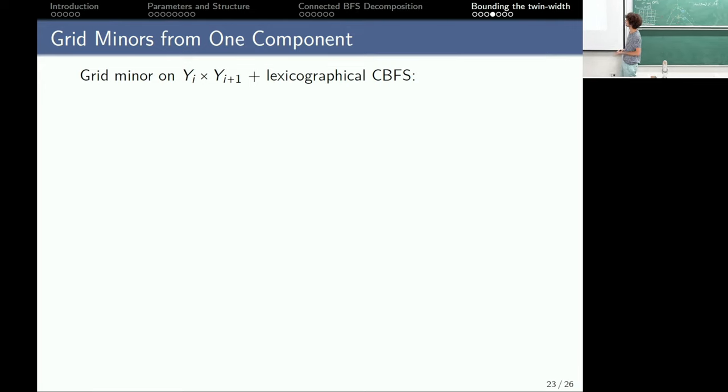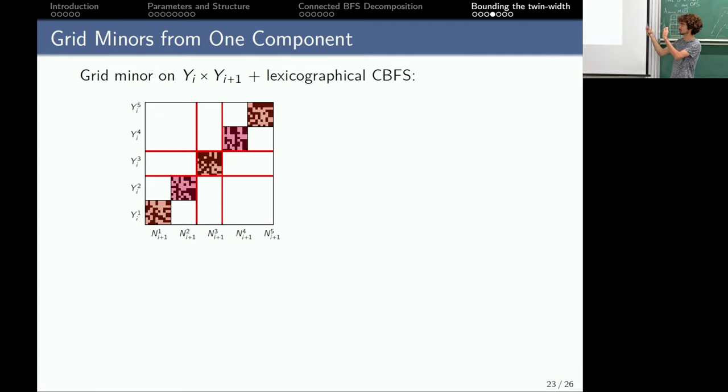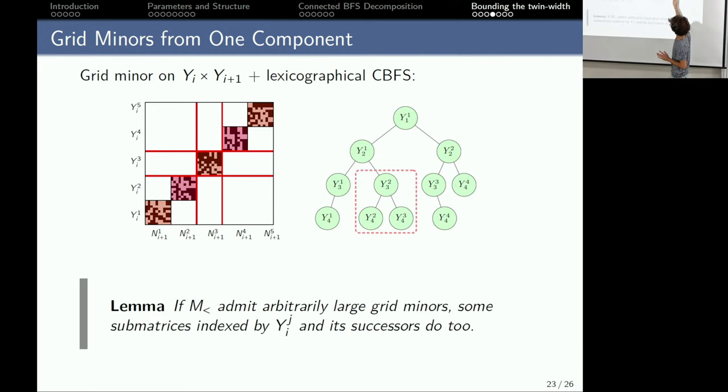So now we assume, in one zone, again, we get a lexicographical order on the children components with respect to their parents. So in particular, if you have layer Y here, the components of layer Y and the children components of each component of layer Y are ordered following the same order. So this also gives you a diagonal again. You order these guys in the same order as these guys. So in the adjacency matrix between these guys, you get a diagonal. So in particular, if you have arbitrarily large grid minors, you must also have arbitrarily large grid minors in some cell indexed by just one component and its children, right?